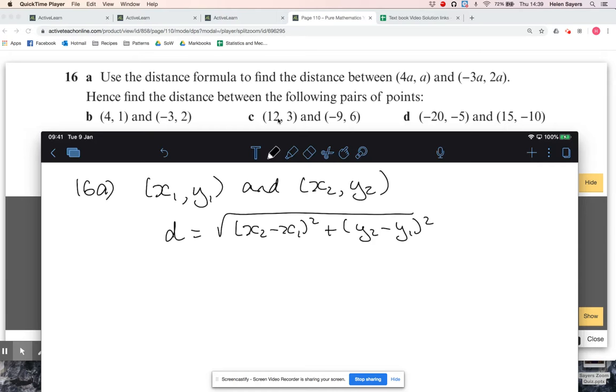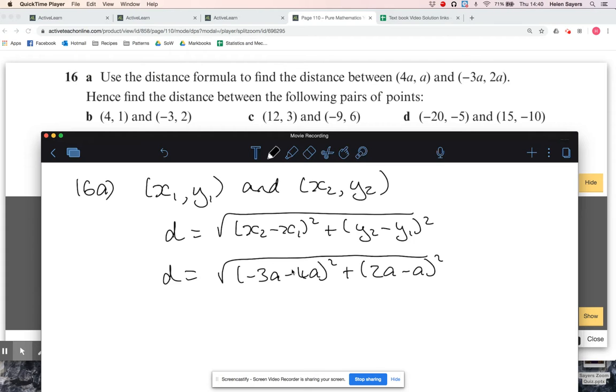Okay, so the first thing they've asked us to do is do that generally, with all those coordinates in terms of a. I'll take this coordinate, subtract this coordinate. It doesn't matter. Let's do the x coordinates first.